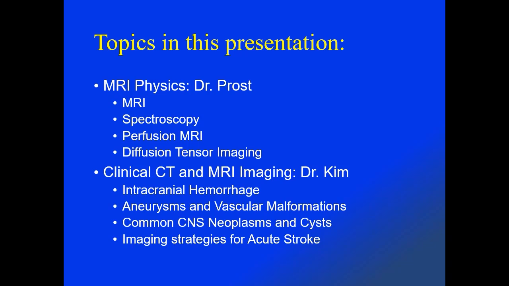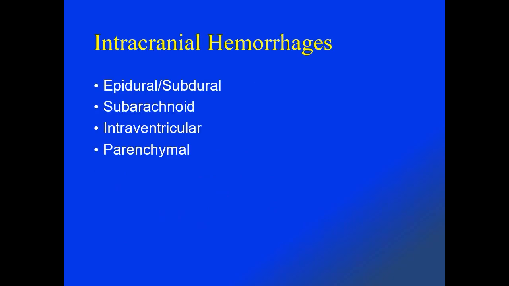In this presentation, I will cover 4 major areas within the chapter, including intracranial hemorrhage, aneurysms and vascular malformations, common CNS neoplasms and cysts, and imaging strategies for acute stroke. Imaging of hemorrhage. Intracranial hemorrhages are typically described based on the space in which the hemorrhages are found. So we have epidural and subdural hemorrhages, subarachnoid hemorrhages, intraventricular hemorrhages, and parenchymal hemorrhages.